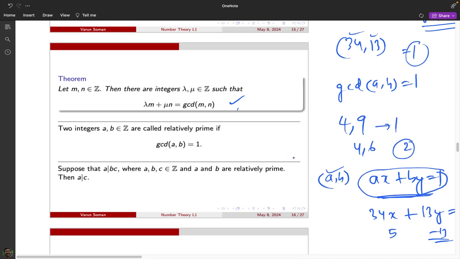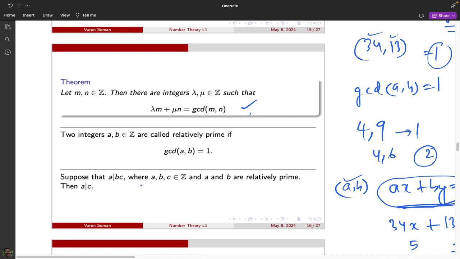Now let us discuss a small significance of this result. Look at this one. Suppose that a divides bc, and a and b are relatively prime. You have to show that a divides c. So what do you mean by this? Suppose a and b are relatively prime. What do you mean by that? It means ax plus by is equal to 1, right? Since a and b are relatively prime, GCD of a comma b will be equal to 1. That means I can write it as ax plus by is equal to 1.